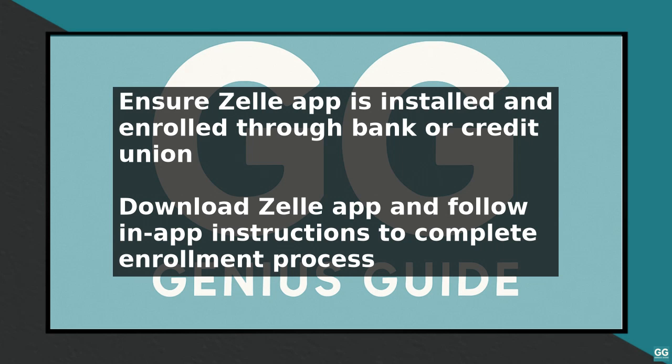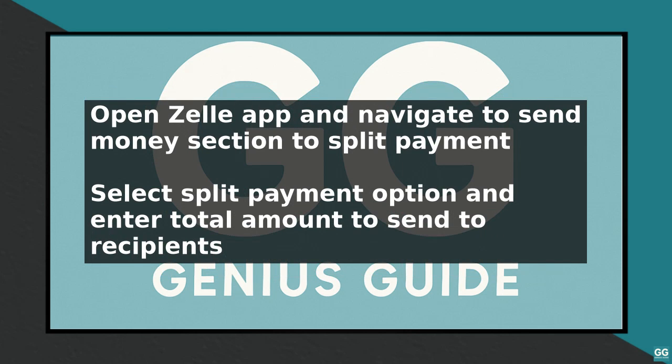Here you will see the option to split a payment, which allows you to divide a single payment into multiple transactions that can be sent to different recipients. To initiate a split payment, select the split payment option and enter the total amount you want to send. You will then be prompted to add the recipients, which can be individuals or groups.